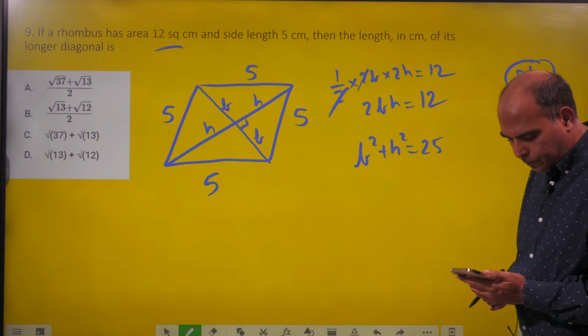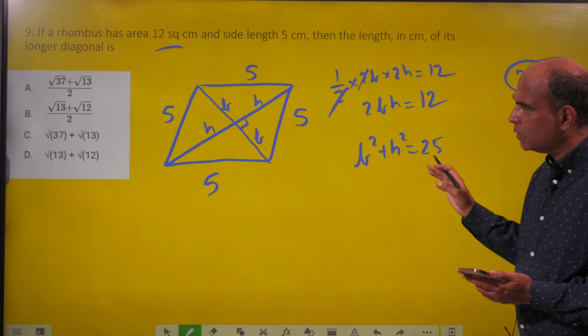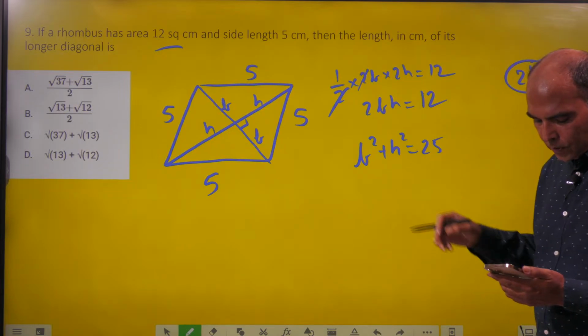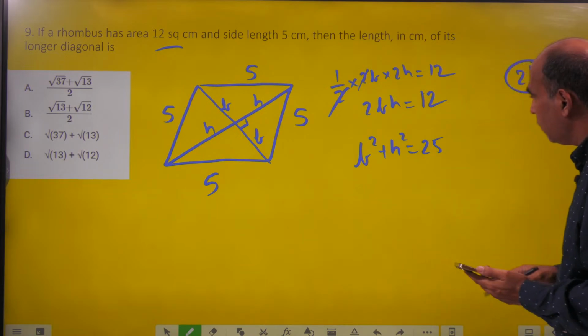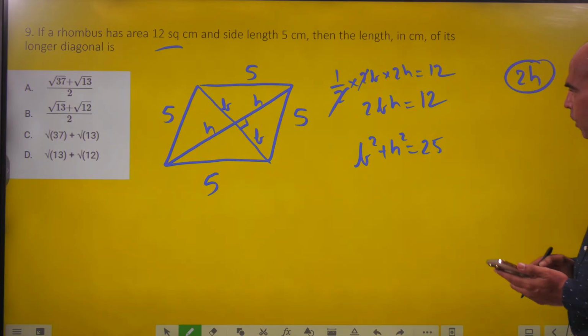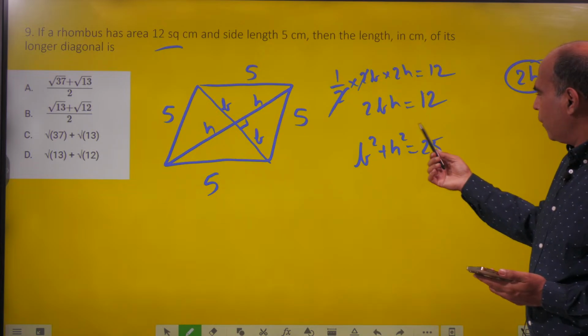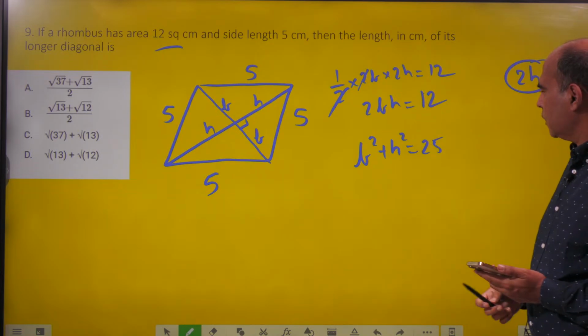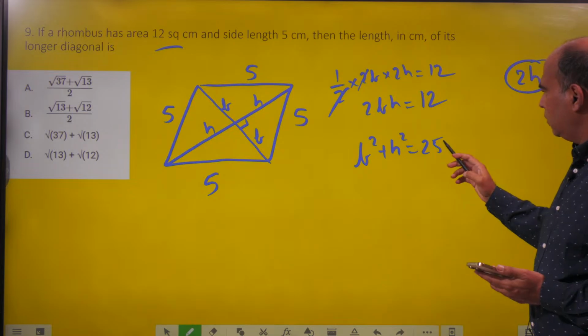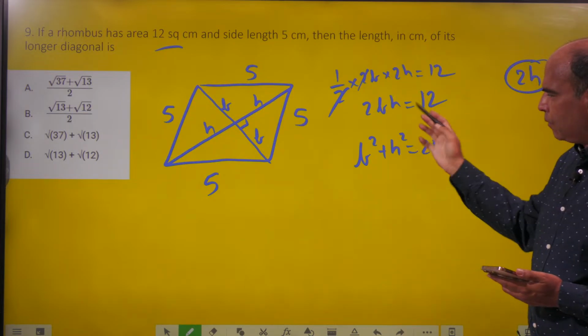Bajrang, you are asking for this solution or the previous one? I'll come back to the previous one if you want. I'll try to explain it again. So if you look at this question, the target is to find the value of 2h, right?